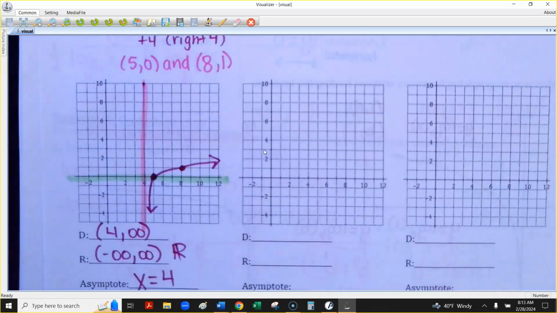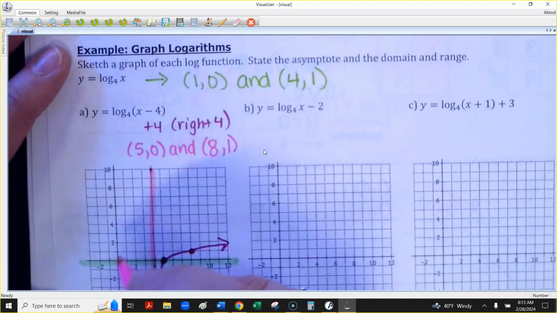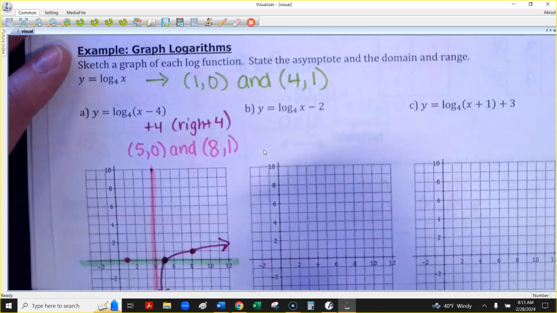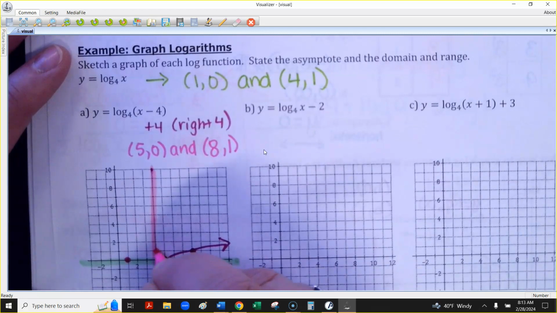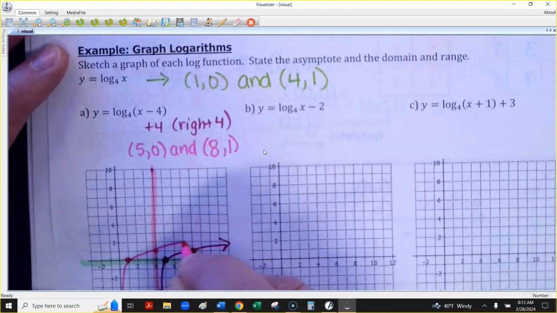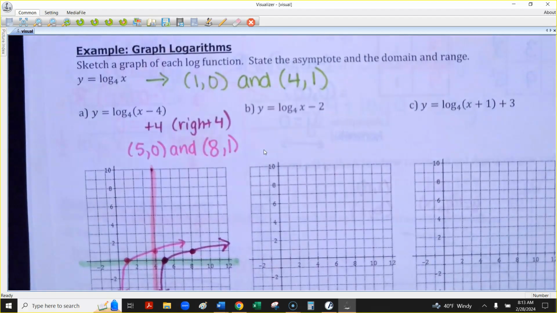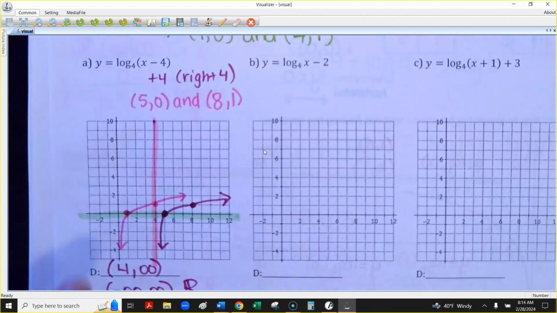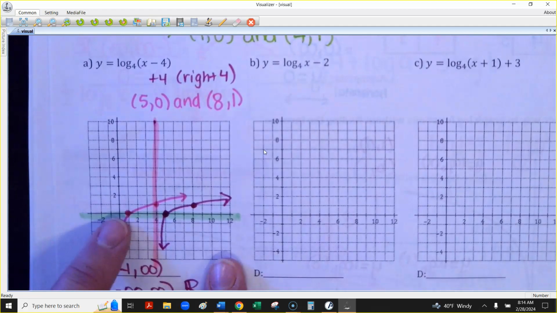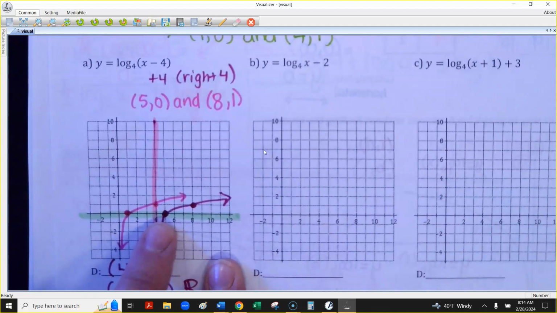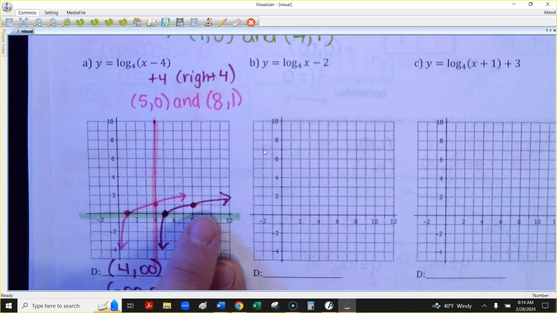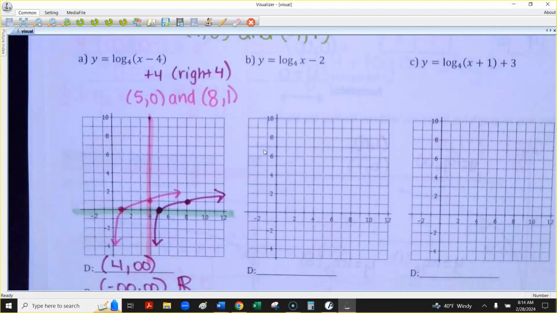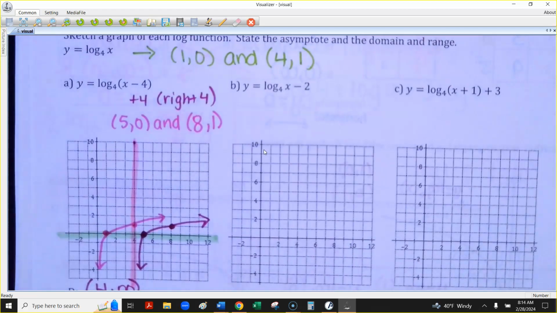If I had the original one, I'm going to graph it just real lightly here. I'd have 1, 0, and 4, 1. This would be just log base 4 of x, not shifted. This point, if I go 4 to the right, just goes over 4 spots to the right. And the same thing here, this one just goes over 4 spots to the right. So it's just shifting it. I just didn't have you guys draw the original. Really good question. But always 1, 0, and then whatever the base is, 1. This one has a base of 4, that's why I used 4, 1.